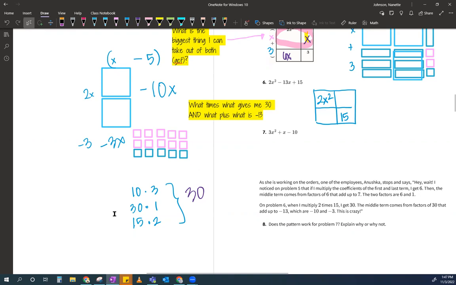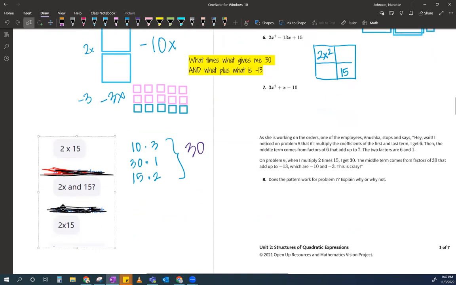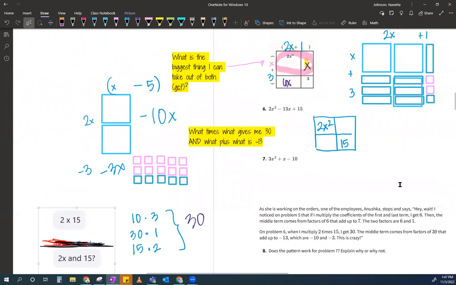So look, a bunch of your classmates said it. This is where you get the 30 from. 2x times 15. Oh, that. Okay. So I'm going to give you a physical representation of what we're doing here.